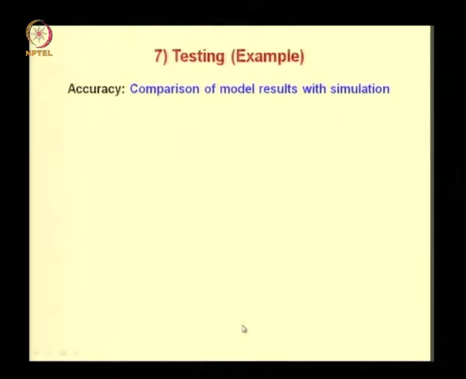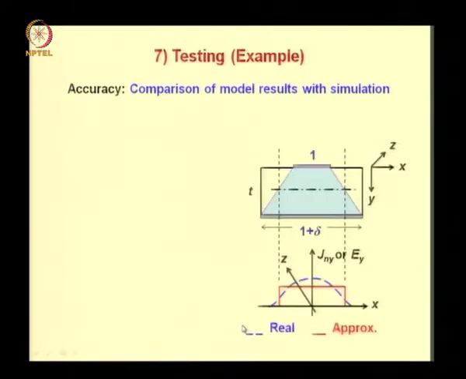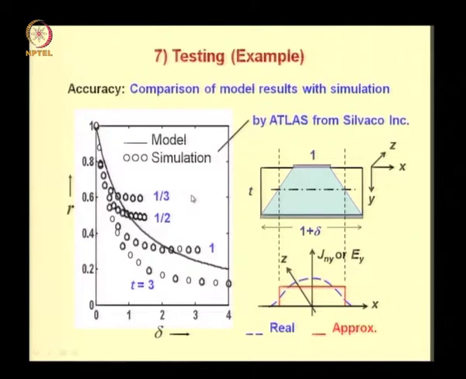Now let us compare the model result with simulation to check its accuracy. Now here is our cross section of the device structure with normalized values of the various dimensions. This is the actual current density distribution normal to the horizontal area of cross section, and this is the approximate distribution, constant distribution assumed in our model.